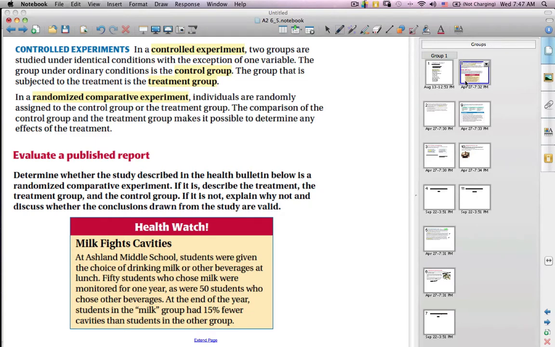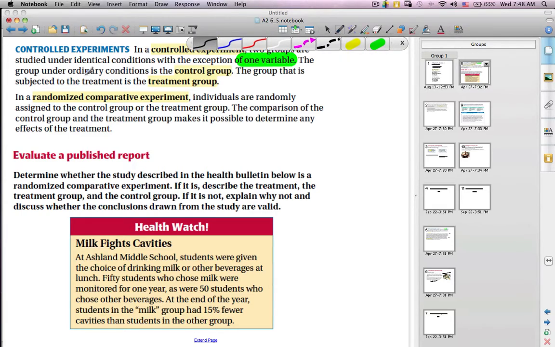So now we're going to talk about specific types of experiments, so controlled experiments. Okay, and this is sort of the gold standard of medical research, a controlled experiment. So in a controlled experiment, two groups are studied under identical conditions with the exception of one variable. As long as my groups are appropriately chosen and my experiment is conducted appropriately, then I should be able to determine whether or not that one variable is the cause of whatever change we see between the two groups.